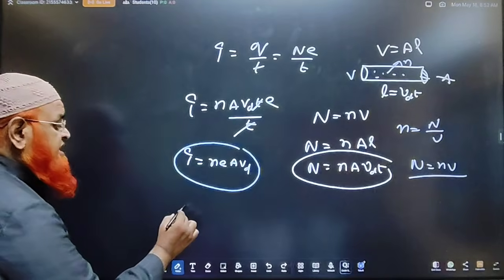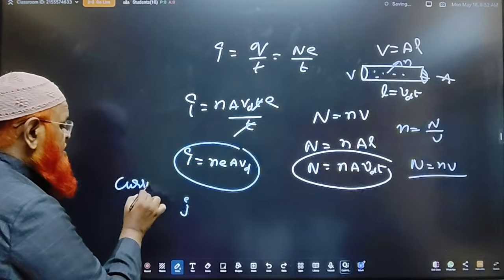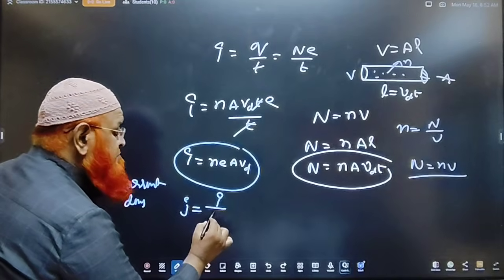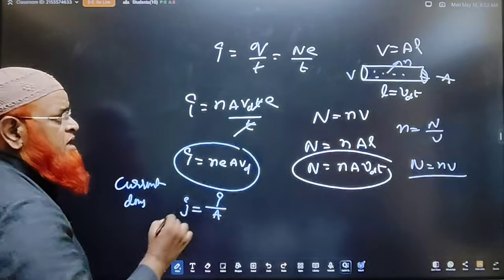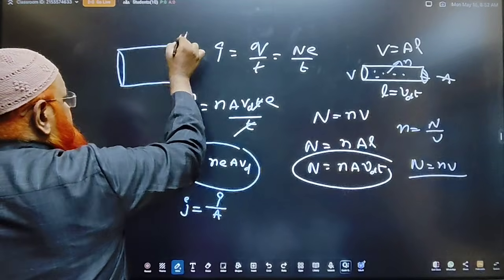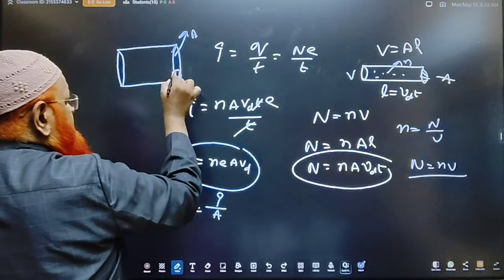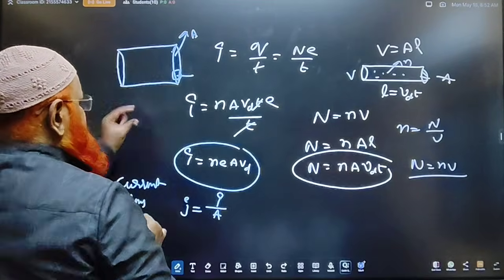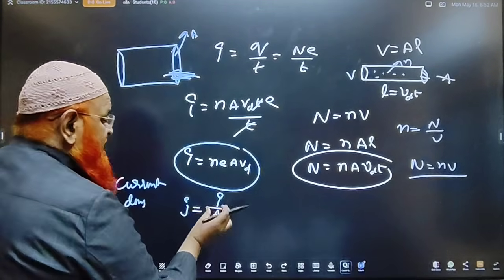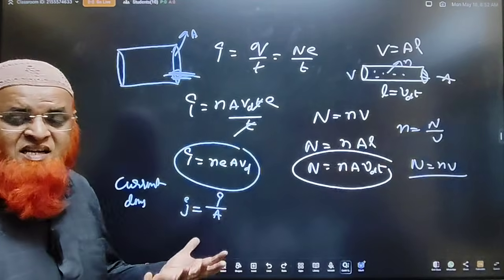So what is the formula for current density? Current density is nothing but current passing per unit area. For example, if there is a bigger area, so this is area A. In that I will take an area, this much area. In this much area, how many electrons are coming out? So current passing per unit area is called current density.